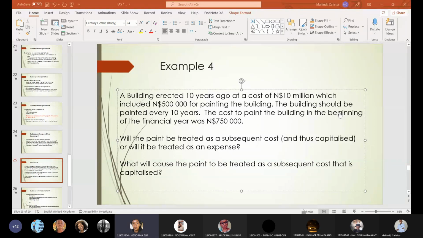Sir, I think it's a subsequent expenditure, but it falls under the revenue. Okay, subsequent expenditure of a revenue nature. So what happens to subsequent expenditure of a revenue nature? What do you do with it? It does not enhance the earning capacity of the whole asset. It's just for maintenance purposes. Okay, so if it's for maintenance, do you add it to the carrying amount of an asset or do you expense it?